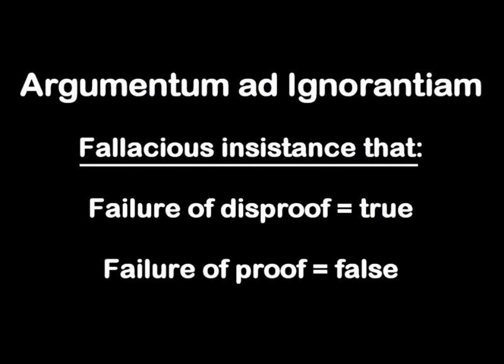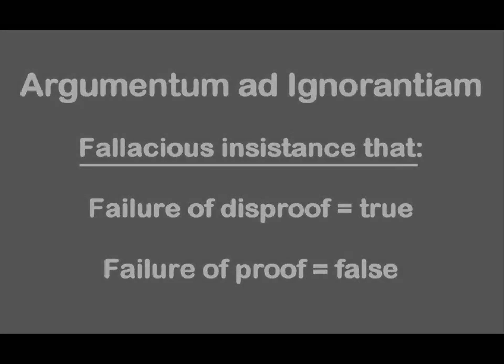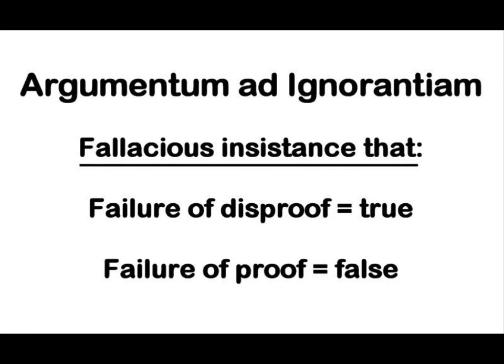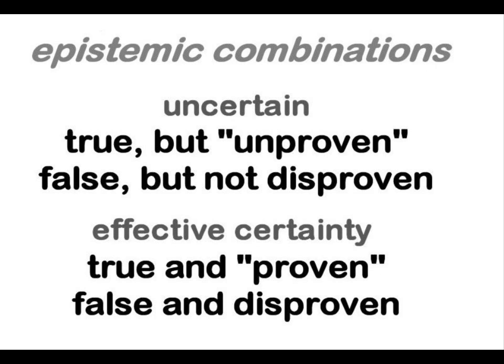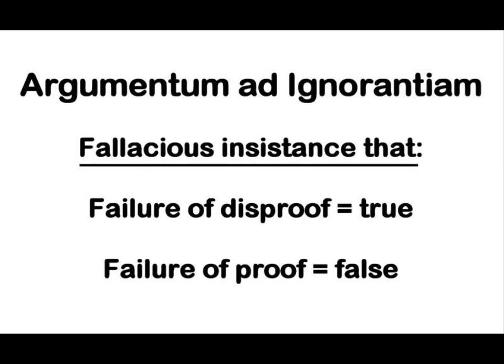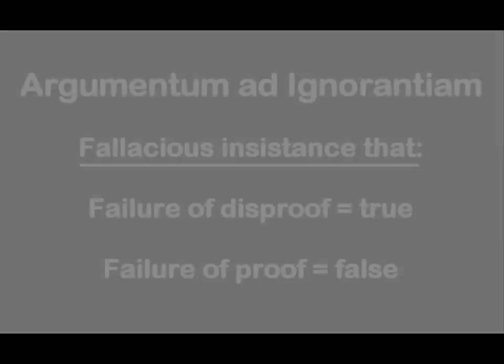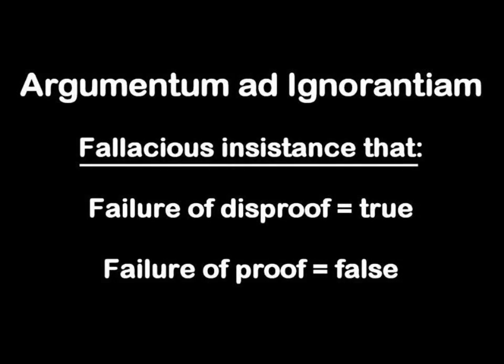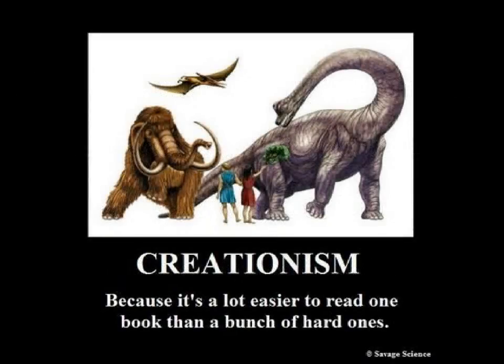The argumentum ad ignorantium erroneously assumes that failure of disproof indicates that a claim is true, or that failure of proof indicates that a claim is false. These combinations are included in the possibilities, but they are not the only possibilities. The argumentum ad ignorantium is frequently implied rather than being explicitly stated in common fallacious strategies used by creationists.